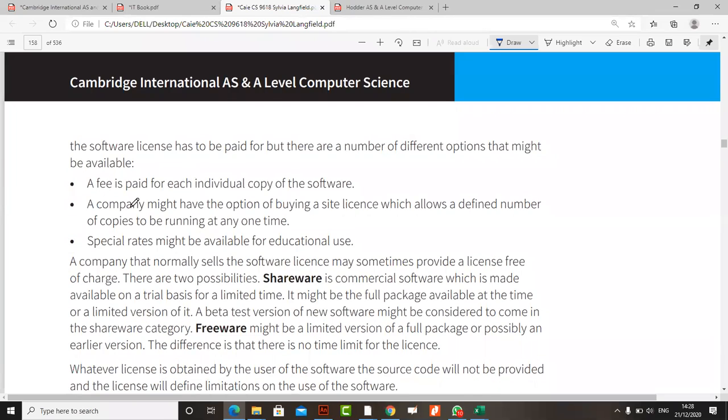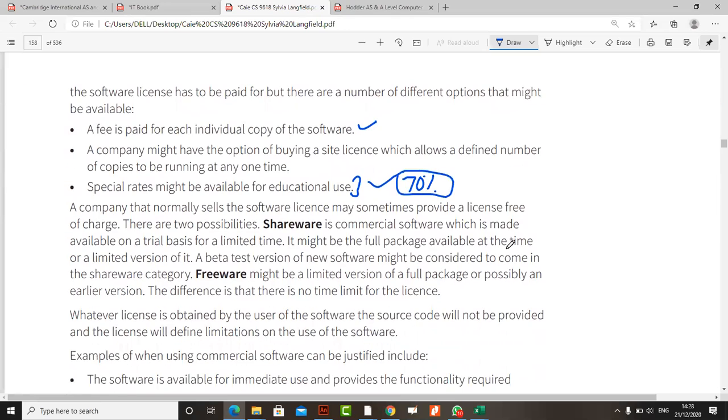Revenue for the business, sorry. So the software license has to be paid, but there are a number of different options that might be available. Fees paid for each individual copy of the software. The company might have the option of buying a site license. Special rates might be available for educational use. Yes, this is what I am talking about. We should have this special rate, a lot of special rates. A minimum 70% discount is given to educational institutes in countries like India, and we should have it as well.